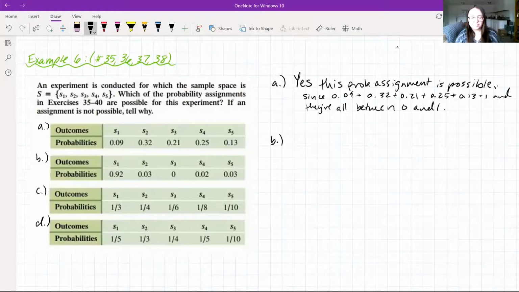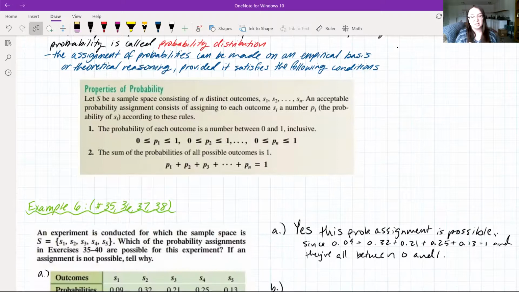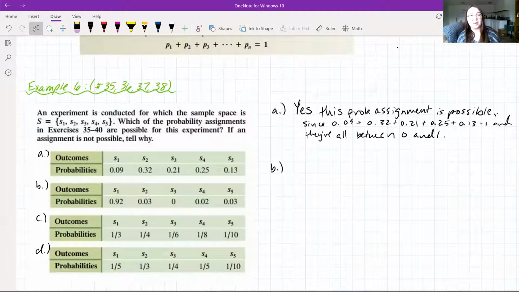So now, for B, looking at our table here, we have all of our different outcomes and our probabilities. We see that S1 is 0.92, between 0 and 1. S2 is 0.03, between 0 and 1. S3 is equal to 0, but we remember that our condition is inclusive, so it includes 0. So S3 is okay because it's between 0 and 1 and includes 0. Then S4 is 0.02, between 0 and 1, and S5 is 0.03, between 0 and 1. So our first condition is satisfied.